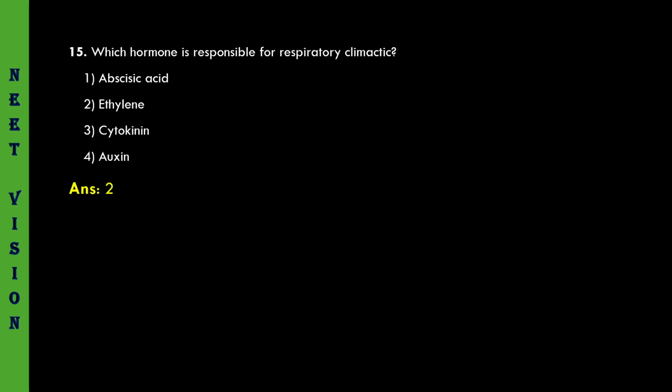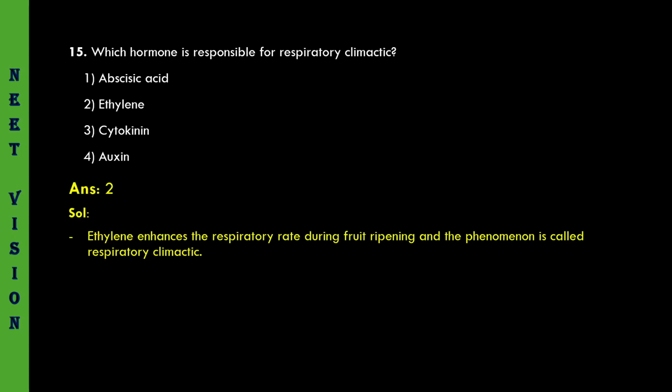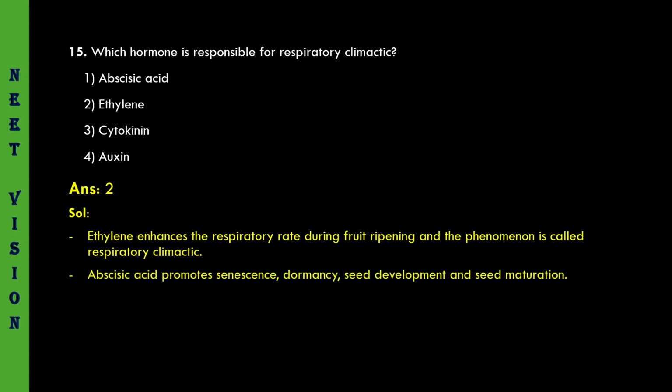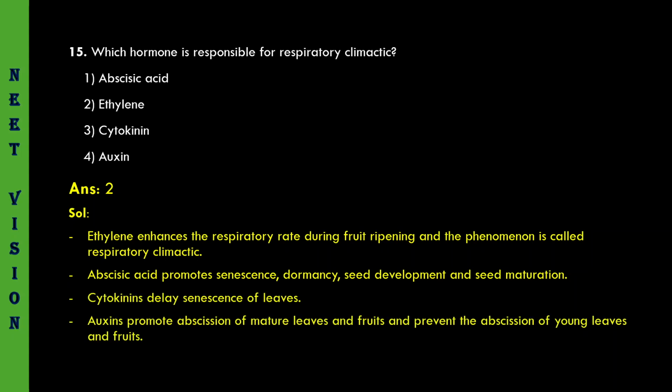Let us see the option. Second one is given. Ethylene enhances the respiratory rate during fruit ripening, and the phenomenon is called respiratory climacteric. Abscisic acid promotes senescence, dormancy, seed development, and seed maturation. Cytokinins delay senescence of leaves. Auxins promote abscission of mature leaves and fruits and prevent the abscission of young leaves and fruits.